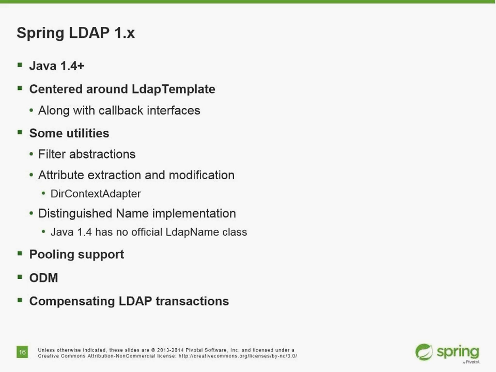Aside from those, we have a pretty cool pooling support, which is actually needed because the built-in, or native, Java pooling support for LDAP really doesn't meet the requirements that you would need to have fulfilled. So if you need connection pooling against an LDAP database, you should definitely look into the pooling support in Spring LDAP. Also, we have the object directory mapping.